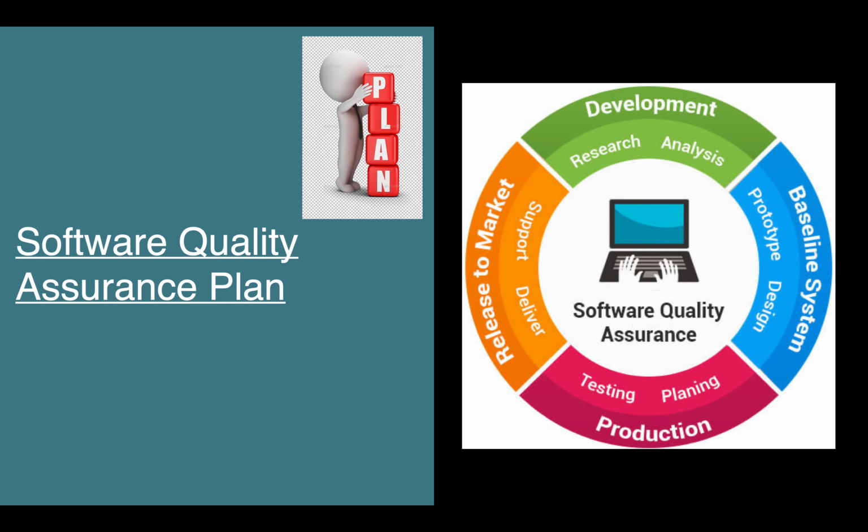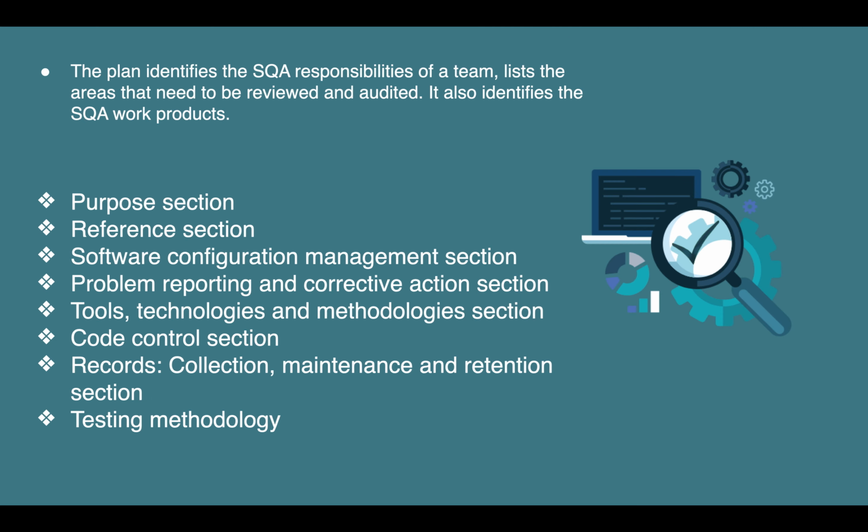Software quality assurance plan. This plan identifies the SQA responsibilities of a team and lists the areas that need to be reviewed and audited. It also identifies the SQA work products like the preface section, reference section, software configuration management section, problem reporting and corrective action section, tools, technologies and methodology section, code control section, records collection, maintenance and retention section, and testing methodology.